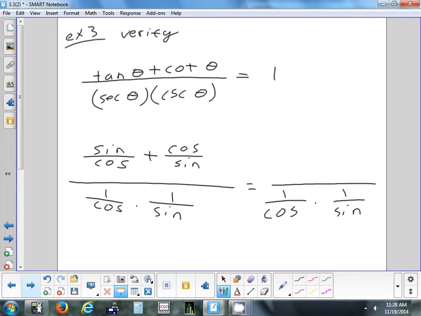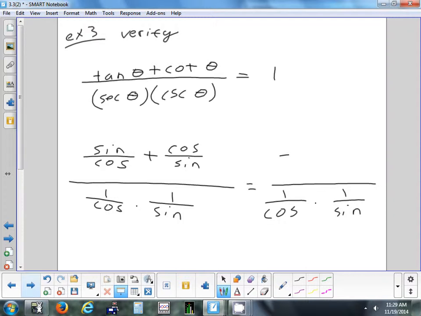Can't change the sines and cosines. We already did that. Let's find a common denominator. What would your common denominator be? Cosine times sine. Look what we have in the bottom, cosine times sine. So that's a hint that maybe that's how we can make the top look like the bottom.